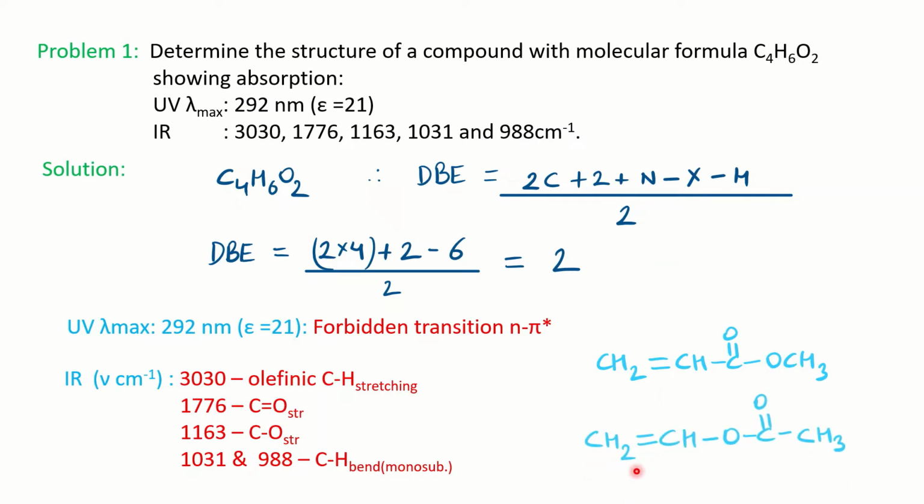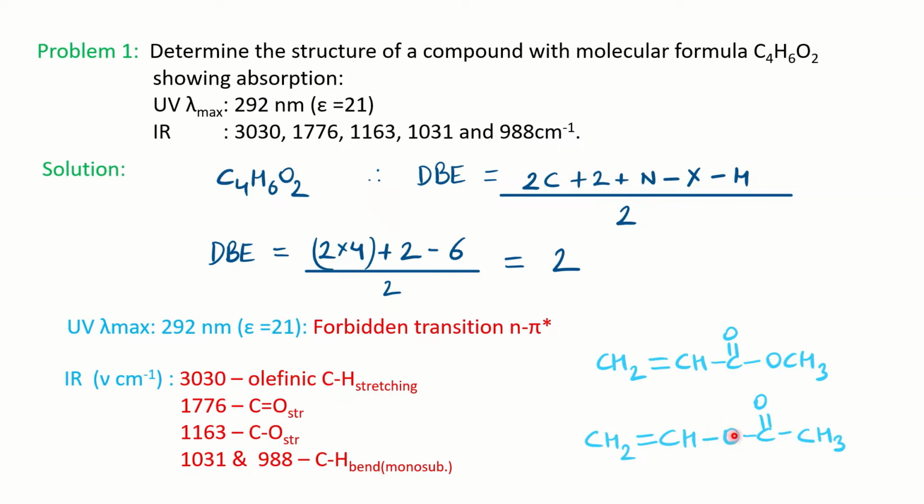The other possibility, with the 2 unsaturations, is that the oxygen is attached to the vinyl group and you have a carbonyl and then CH3. Here you can see the carbonyl strength is increased because of the electron withdrawing effect of this vinyl group.